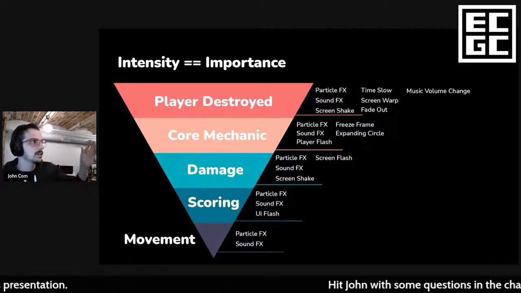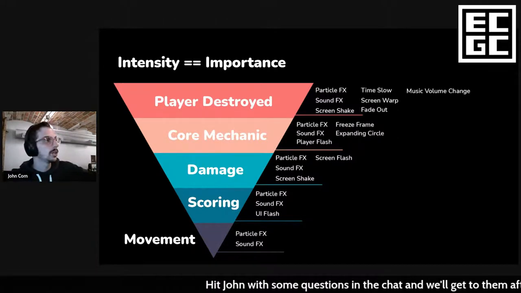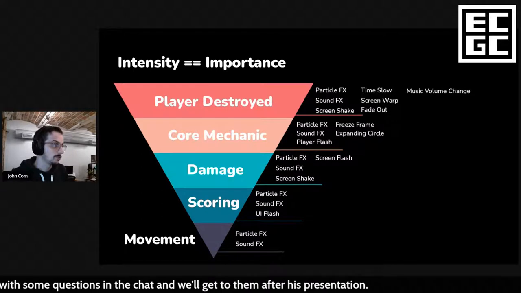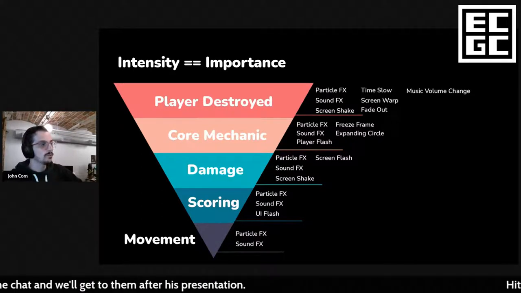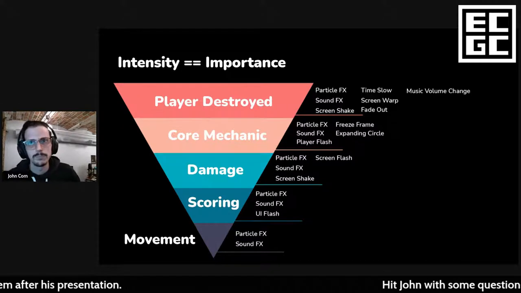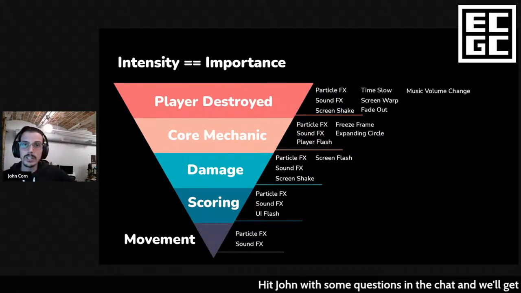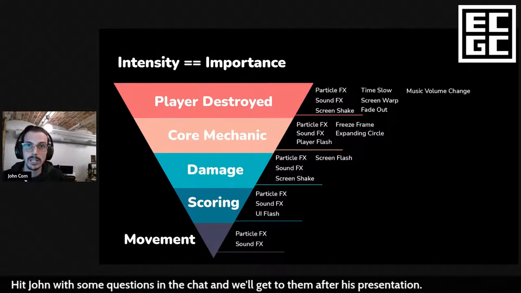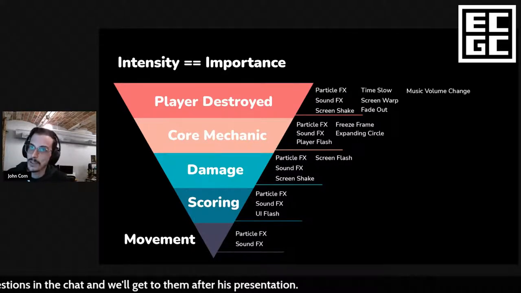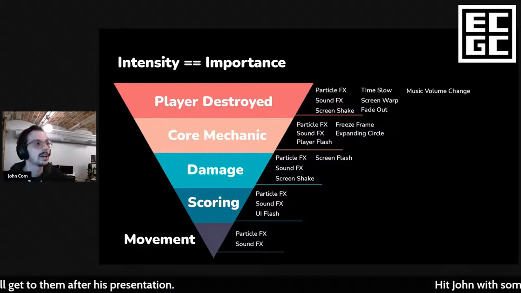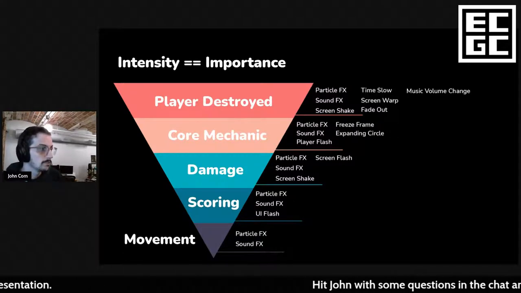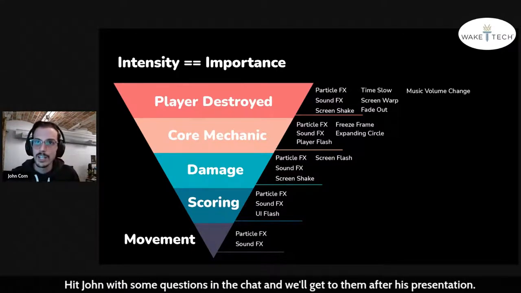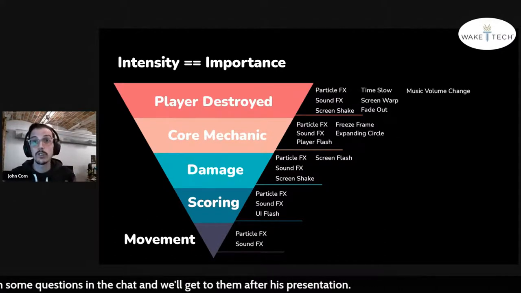So we can see if your player at the very top level is destroyed, we have a particle effect, a sound effect, a screen shake, a time slowdown, a time warp, a fade out, a volume change, right? All of those things. Versus when the player is just moving, you have particles and sound. So the player being destroyed is the most important thing, right? You want to 100% make sure there is no way that the player is missing that they just lost the game, right? That their player got destroyed or they're using up one of their lives or something like that. For movement, they should probably understand that their character's moving, but you don't necessarily need to scream it in their face in the same way.